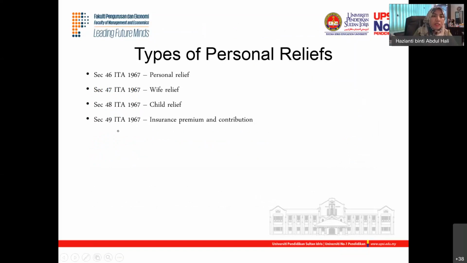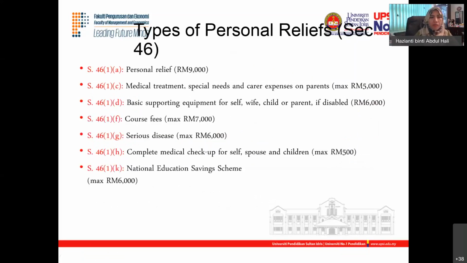We start with section 46, which is for personal relief, 47Y, 48 child, and 49 insurance premium and contribution. Walaupun section 46 tu nampak macam satu section je, macam 46 and 48 kan satu section, tapi banyak they cover a lot of things. So for example under section 46 so automatically as an individual, once you sign up or once you register for your tax file, you will get a personal relief of 9,000. Ini automatic, tak payah bagi bukti apa-apa lah. Ada kita, nama kita, IC kita, automatic you will get 9,000 ringgit for personal relief.